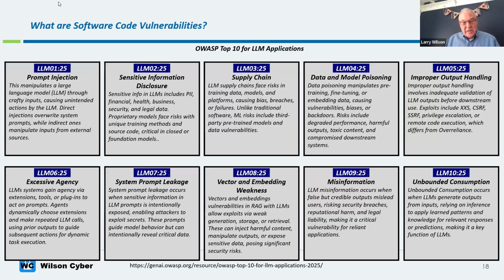We have vector and embedding weaknesses, which involve RAG with LLMs. RAG is when you connect to outside data sources. So we could have weak vectors and embeddings within the RAG. We could have misinformation. It occurs when false but credible outputs mislead users, risking security breaches, misinformation, or unbounded consumption when LLMs generate outputs from inputs, relying on inference to apply learned patterns.